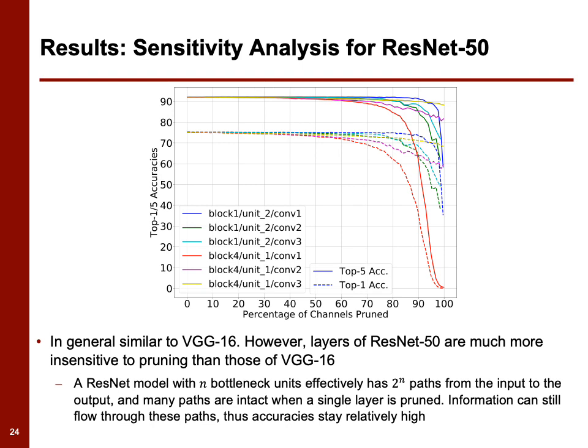This figure shows the sensitivity analysis for the ResNet 50 model. Comparing it with the sensitivity analysis of VGG16, they look similar in general. However, layers of ResNet 50 are much more insensitive to pruning than those of VGG16. This is because a ResNet model with n bottleneck units effectively has 2 to the power of n paths from the input to the output, and many paths are intact when a single layer is pruned. Information can still flow through these paths, thus accuracy stays relatively high.